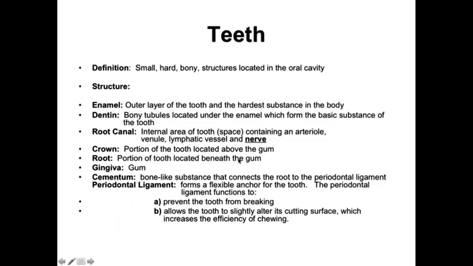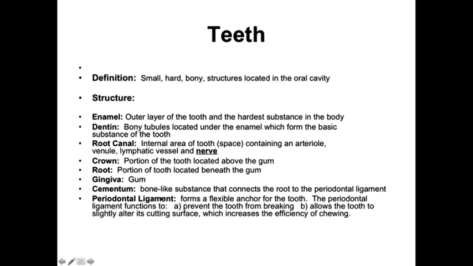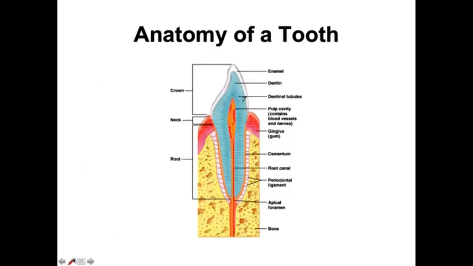So let's look at the different parts of the teeth. You should be familiar with these terms for lecture and lab. The enamel, the dentin, the root canal, crown, root, gingiva, cementum, and the periodontal ligament. Let's take a look at some of these landmarks. Let me bring this up here. Good. So the enamel, this is the hardest substance of the body, and that's the most superficial and outer part.